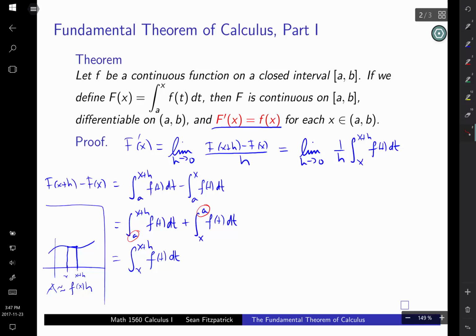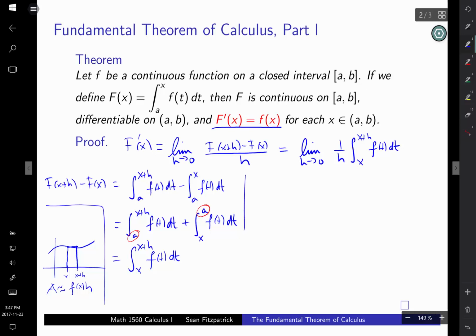So that means that this difference quotient here, what is it approximately? It's approximately f of x times h divided by h. It's approximately f of x. So this makes sense that f prime should give you a little f. How do you really nail this down?